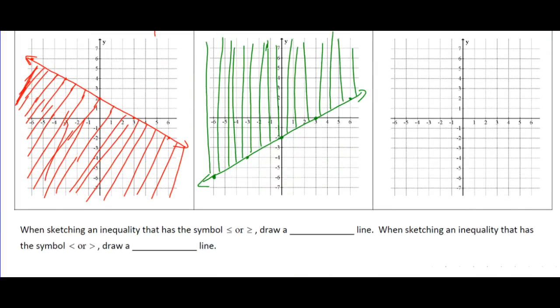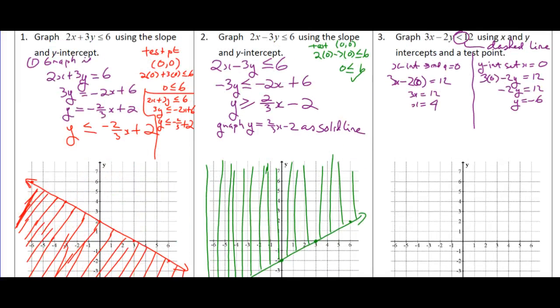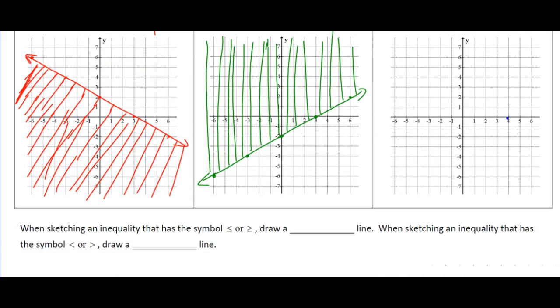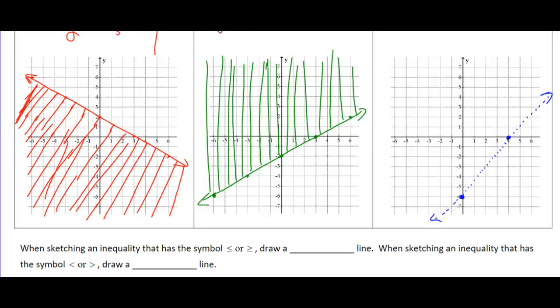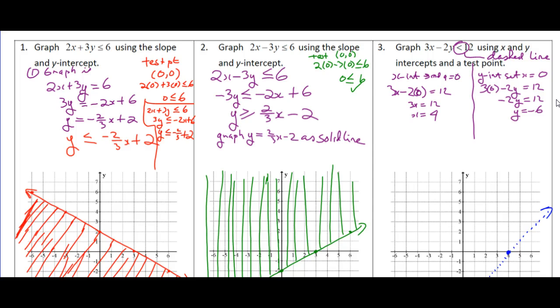Okay, so blue, what were the numbers? 4 for the x and negative 6 for the y. So 4 for the x, negative 6 for the y. I'm going to draw a dashed line, and it's going to extend. Now, where do I shade? I'm not really sure. I don't know which region to shade, so I need a test point. What test point might we want to use? 0, 0. I love 0, 0.